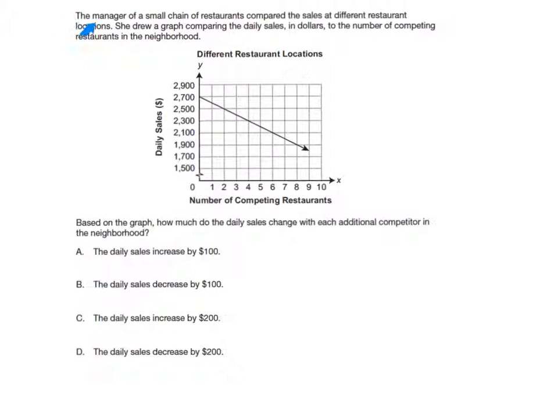So, the manager of a small chain of restaurants compared the sales at different restaurant locations. She drew a graph comparing the daily sales in dollars to the number of competing restaurants in the neighborhood.